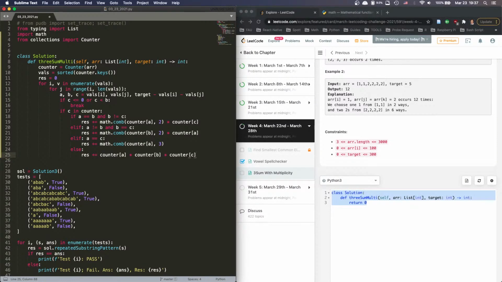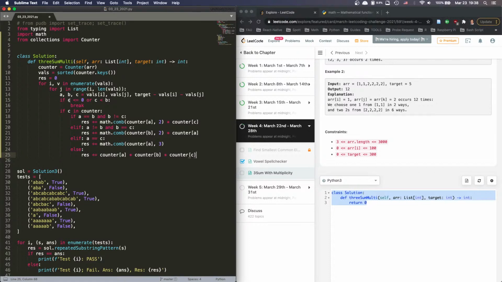If C is not in counter, we go again. And if C is smaller than 0, that means we have too big A and B, so we break. Next is the same: if C is smaller, then we're going to break. And we can also make it a little bit shorter, if we know, right?